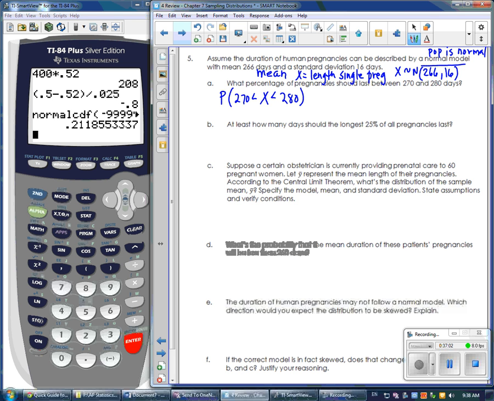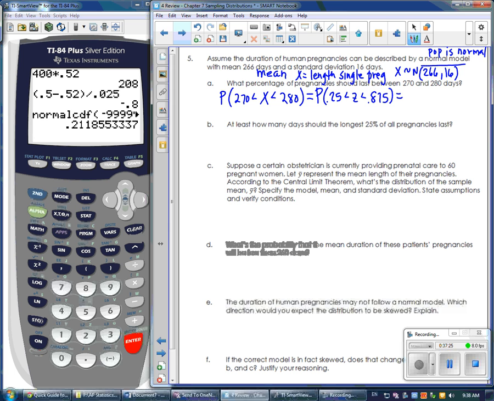So this is back to what we did in the very beginning of the year. I still need to calculate my z-scores, and I'm not actually going to do that calculation with you. I'm just going to go ahead and list the z-scores. So my lower z-score is going to be 0.25, and my upper z-score is going to be 0.875. And then I'm going to do my normal CDF.